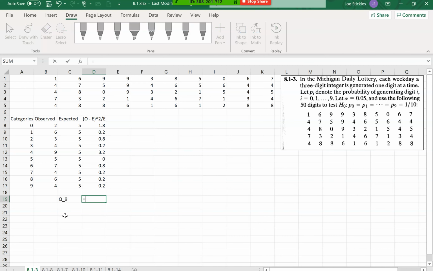All right, so we want to add those up. So the sum of those, I get 7.6. So this is our test statistic, what we just computed. And so that's just adding your observed minus expected column.